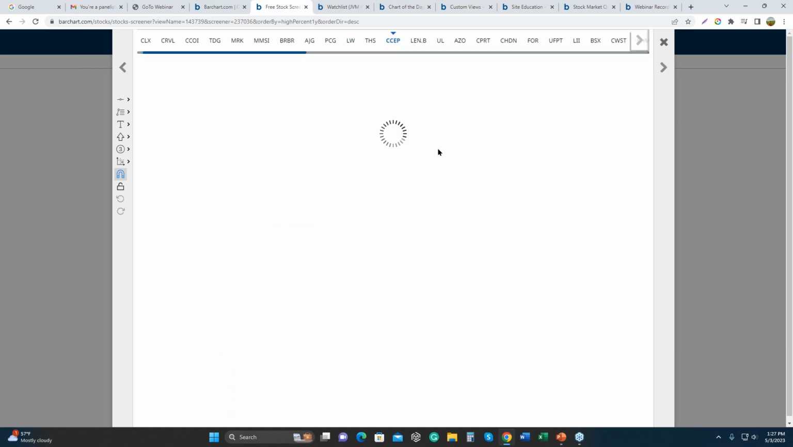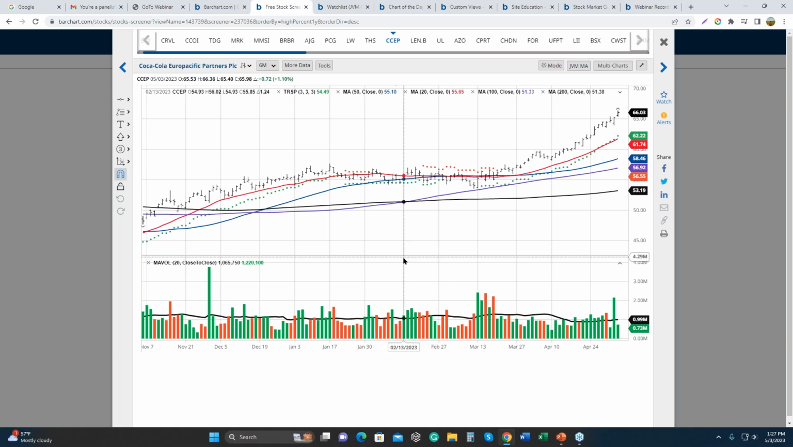So this one is actually one that made your chart of the day recently. This is Coca-Cola Europacific Partners.